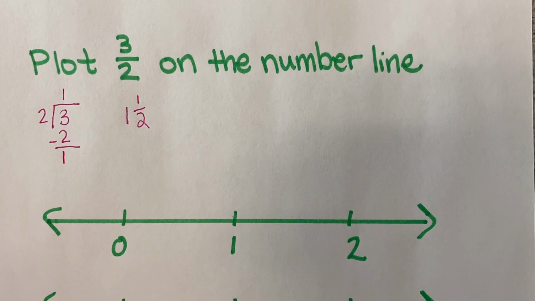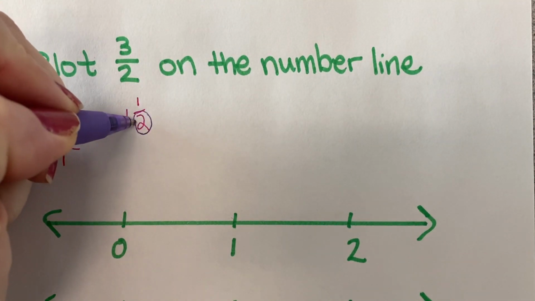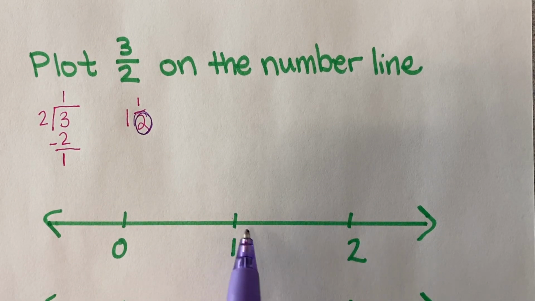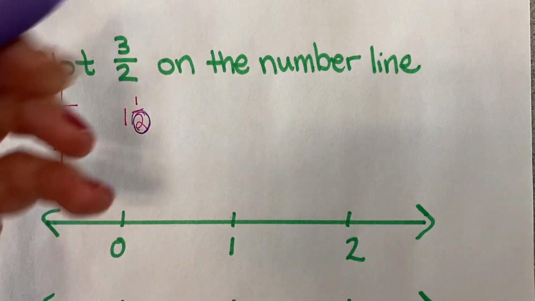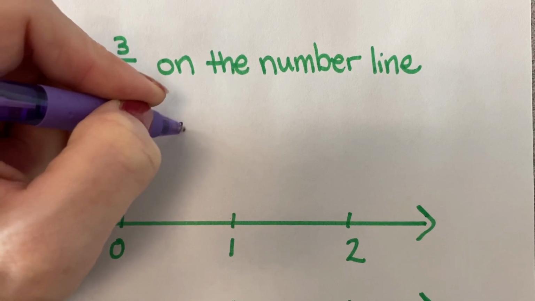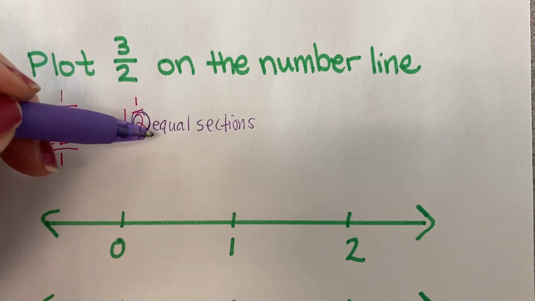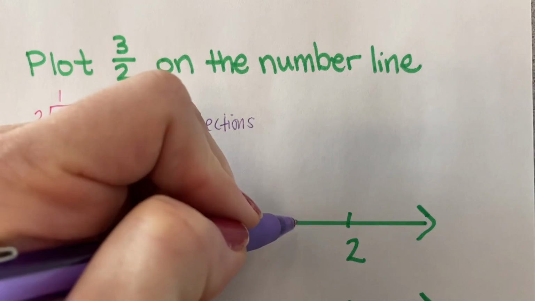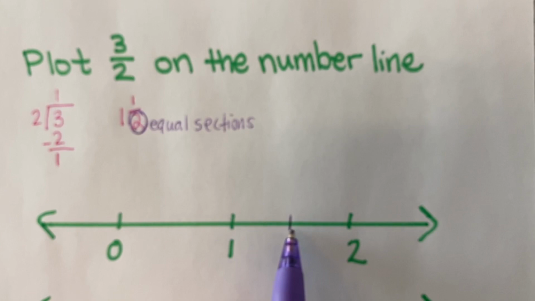What you want to do is look at the denominator of your mixed number. See how it's a 2? So what you want to do is split the distance between 1 and 2 into 2 equal sections. Whatever that denominator is, that's how many equal sections you want to make. So if I take this distance and make 2 equal sections, I'll probably put my little marker about right there because this distance looks to be just about the same as that distance.